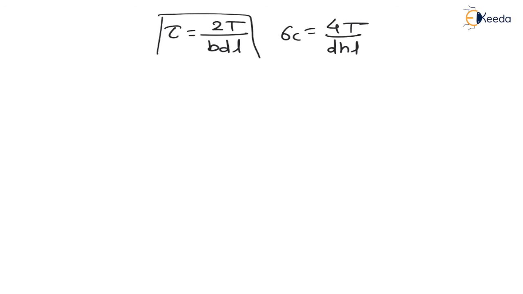In these formulas, tau is the shear stress in the key, T is the torque on the shaft, B is the width of the key, D is the diameter of the shaft, L is the length of the key, and H is the height of the key.